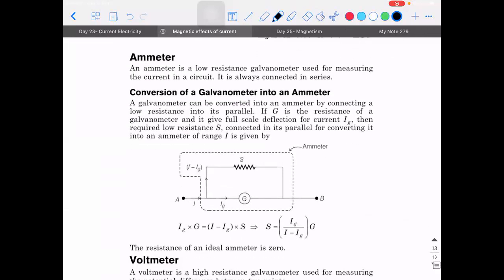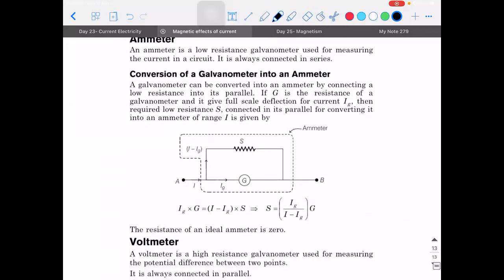Next is, how will you convert a galvanometer into an ammeter? For a galvanometer to be converted to an ammeter, you need to connect a shunt resistance, right? Shunt means a parallel resistor to the existing galvanometer's resistance. And what should be the value of the shunt resistance? It should be Ig into capital G divided by I minus Ig. The expression can be derived easily. Let's say the ammeter is supposed to measure the total current of I. Then when you connect a shunt resistance, I minus Ig will flow through S, and Ig, that is the full scale deflection current, will always pass through the galvanometer.